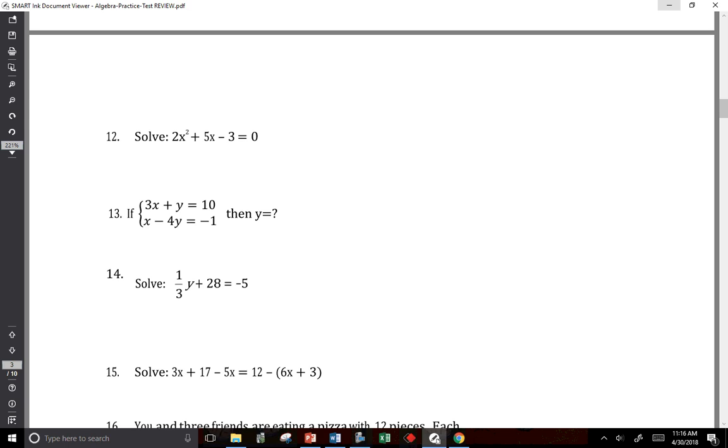So we have 3 minus 4y equals -1. We're going to subtract 3 on both sides. And so -4y equals -4. Divide both sides by -4, so y is +1.